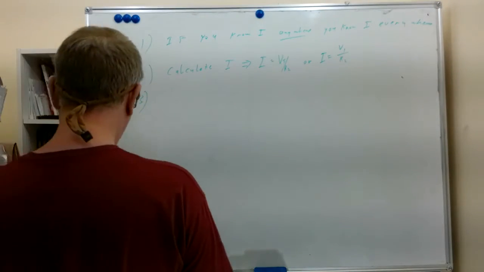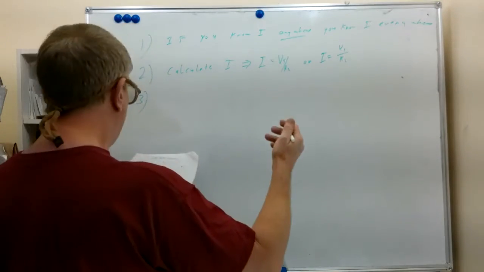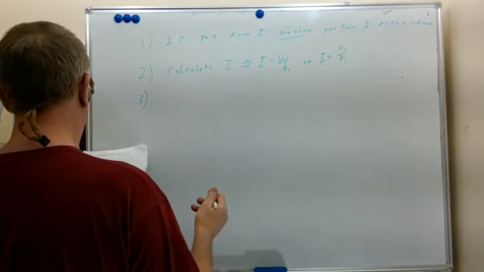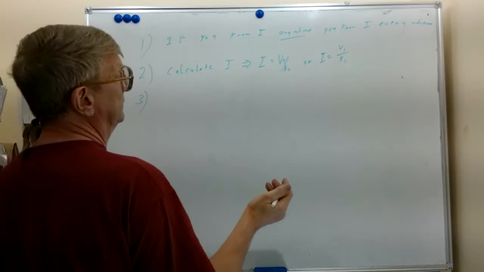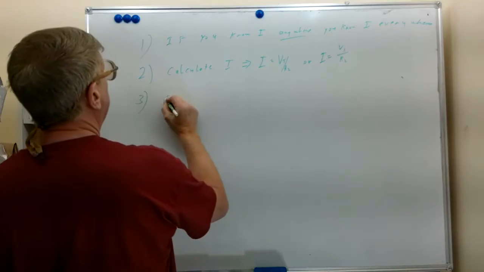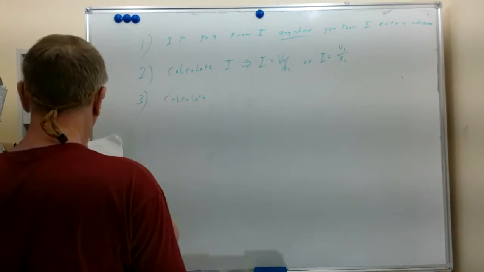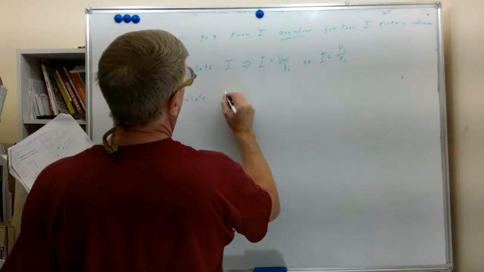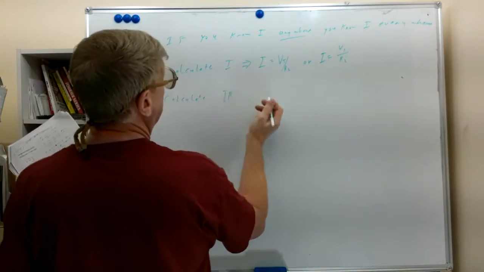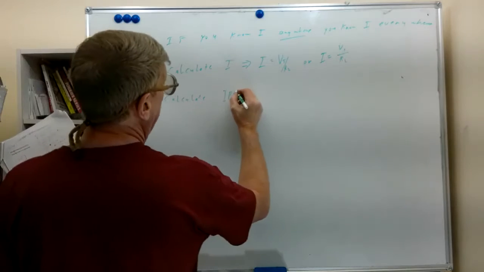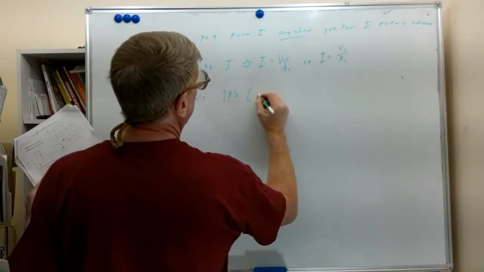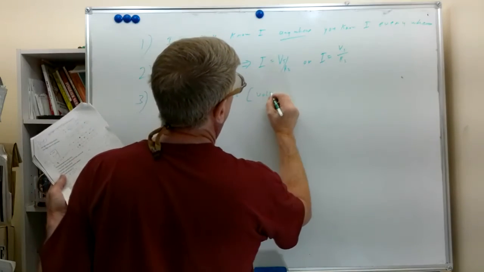3. Once we know I, we can calculate the IR drop across each resistor in the circuit. I'll just say IRs, and we'll have the right voltage drops.